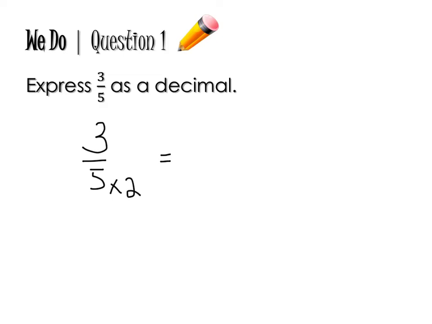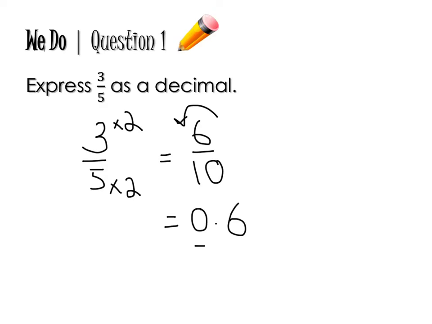So 5 times 2 will give me 10. So I will multiply both numerator and denominator by the same number. So that will give me 6 out of 10. And 6 out of 10, jump by 1 place, it's 0.6. So 3 out of 5 as a decimal is 0.6.